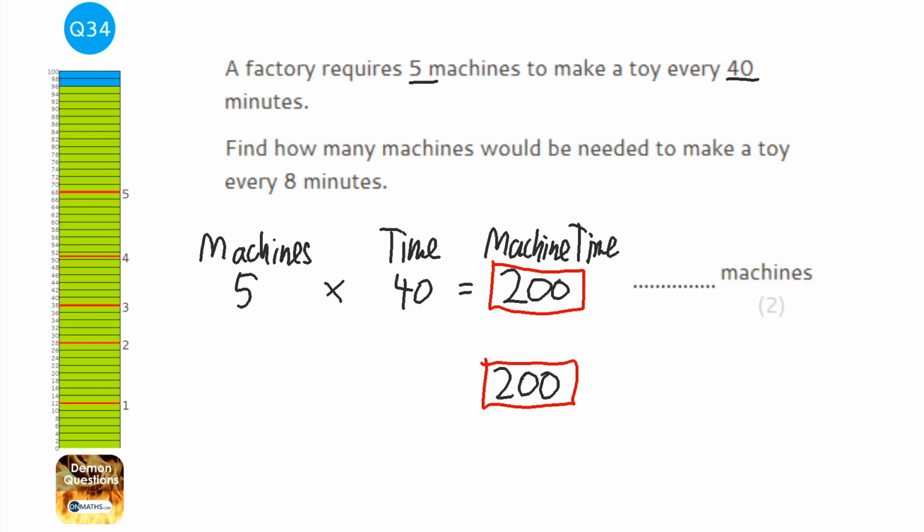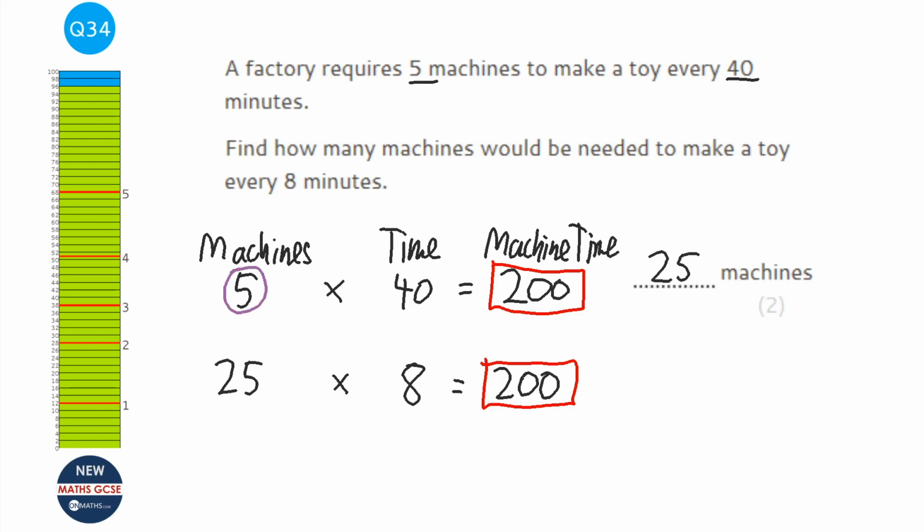So it says we want to do it in 8 minutes. So I've got to think, right, what times 8 is 200, because machine time will always be the same. So I get my calculator and I'm going to do 200 divided by 8, and it's 25. So let's check that. 25 times 8 is 200, so it works. Now, that is the answer, that we would take 25 machines. Let's just check if it makes sense.